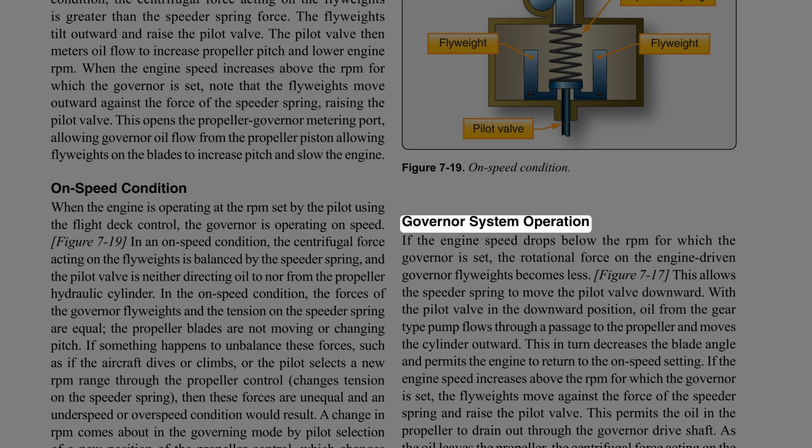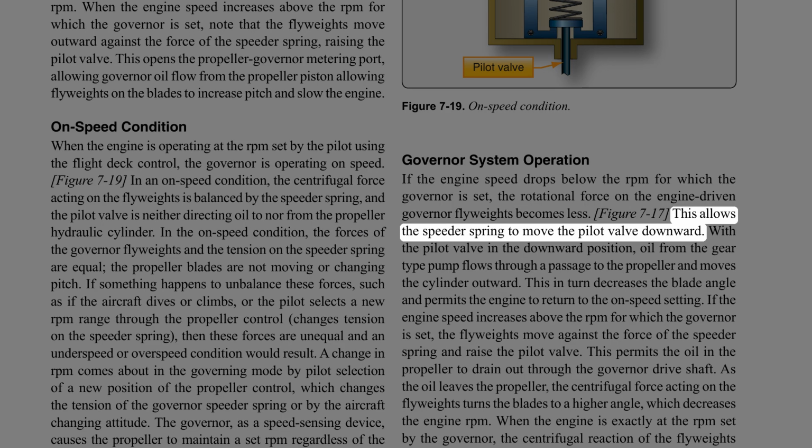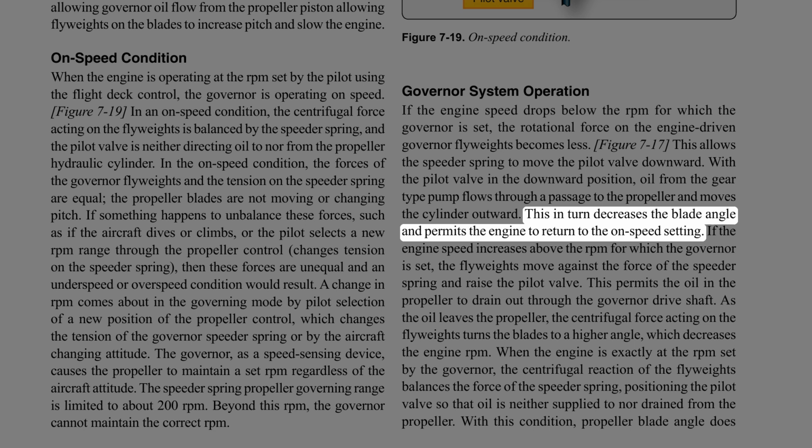Governor system operation. If the engine speed drops below the RPM for which the governor is set, the rotational force on the engine-driven governor flyweights becomes less. This allows the speeder spring to move the pilot valve downward. With the pilot valve in the downward position, oil from the gear-type pump flows through a passage to the propeller and moves the cylinder outward. This in turn decreases the blade angle and permits the engine to return to the on-speed setting.